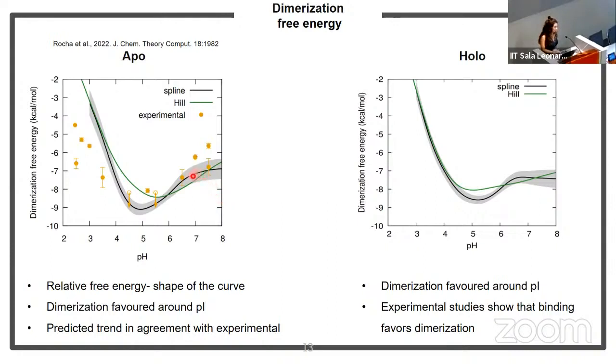Yes, maybe also they have a lot of dispersion between them. But yeah, I think that the prediction here is better, but at low pH we can't really understand why.